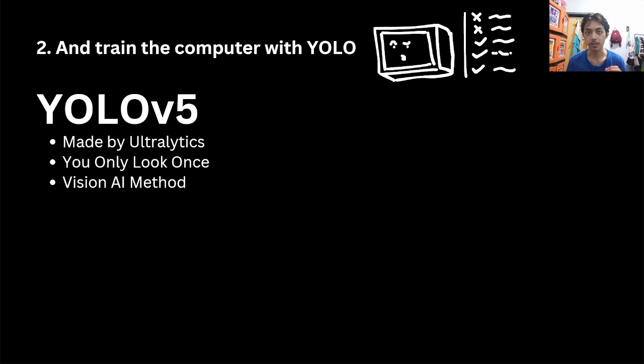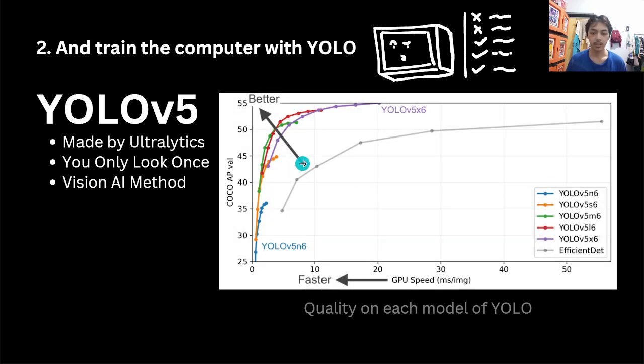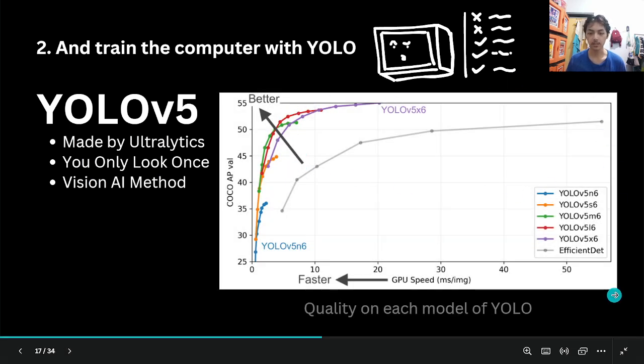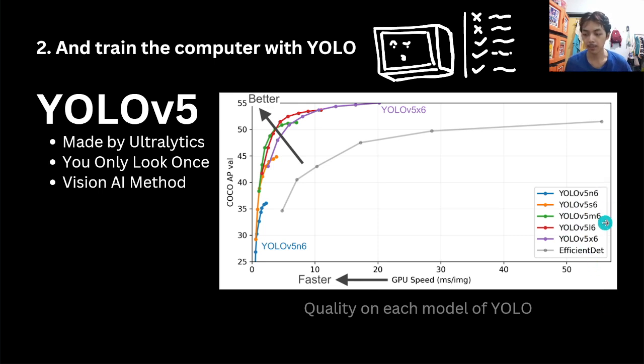Okay, YOLO can do that. We can look at these graphics. This is the graphics of the quality on each model of YOLO. We can see there is a YOLO V5N, S, M, L, and X. N stands for nano, S is for small, M is for medium, L is for large, and X is for extra large.